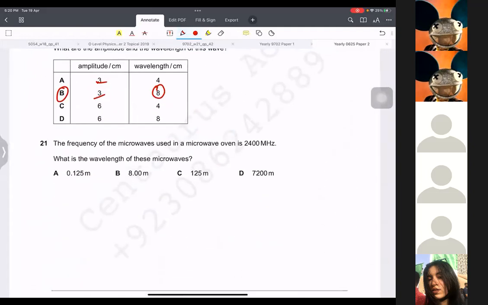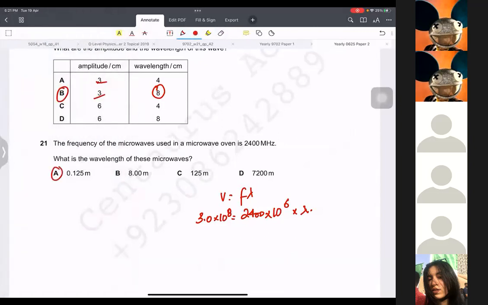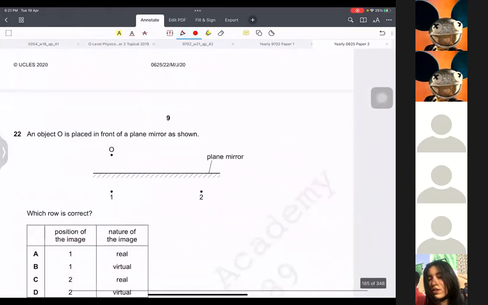Okay, the frequency of the microwave used is this. What is the wavelength? v is equal to f lambda. Speed of microwaves, they are EM spectrum waves, right? 2400 mega is 10 raised to power 6. And the wavelength got to be... it means a lot of people have done it wrong. That's why you guys never tell me the answer. 1 upon 8. And 1 upon 8, my friends, is 0.125. That's the answer. All right, let's go.